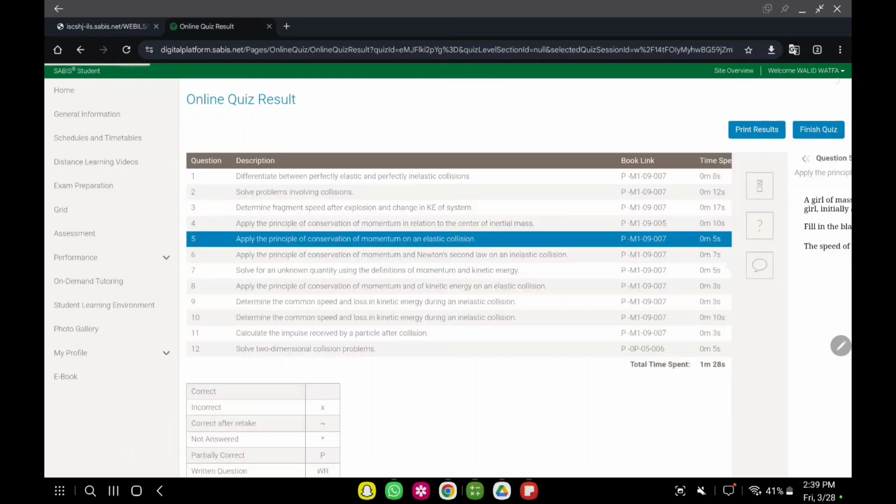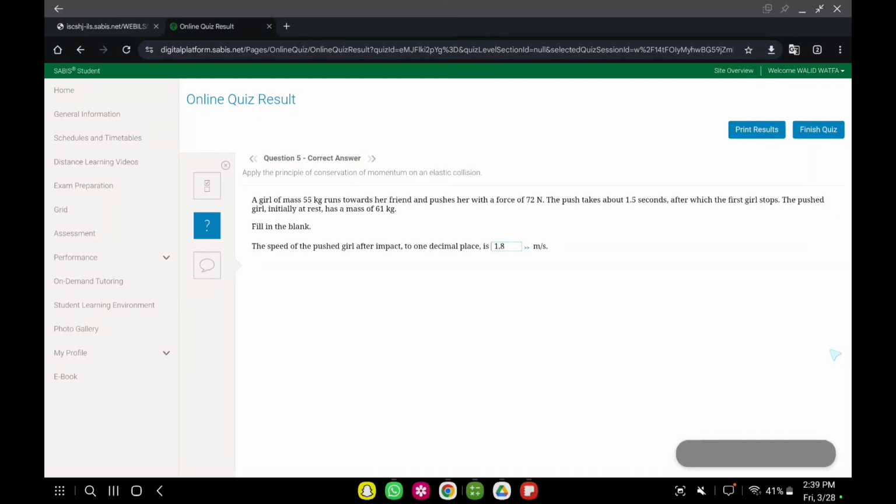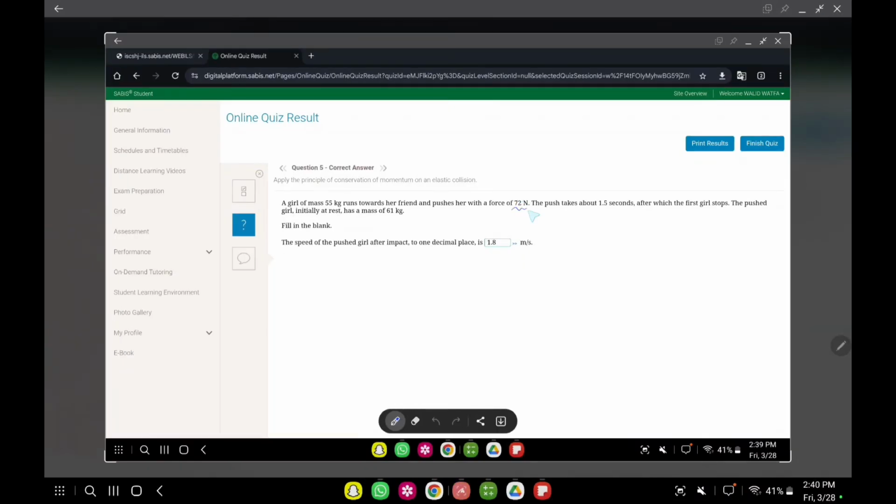Question 5. How many questions is this quiz? 12? Not bad. A girl of mass 55 kilograms runs towards her friend and pushes her with a force of 72 newtons. The push takes about 1.5 seconds, after which the first girl stops. The pushed girl, initially at rest, has a mass of 61 kilograms. The speed of the pushed girl after impact to one decimal place is 1.8 meters per second.